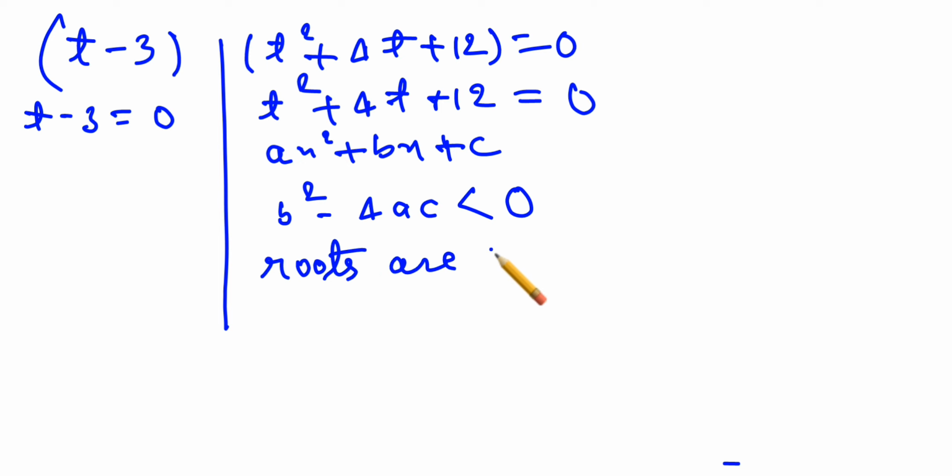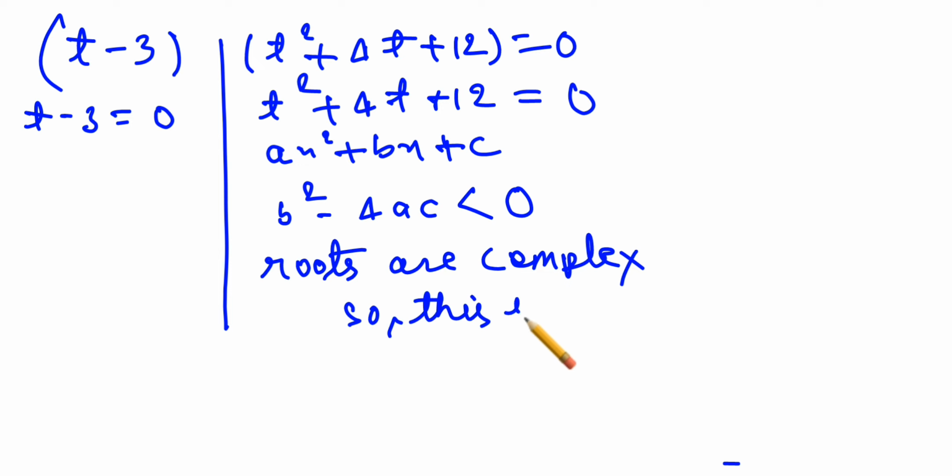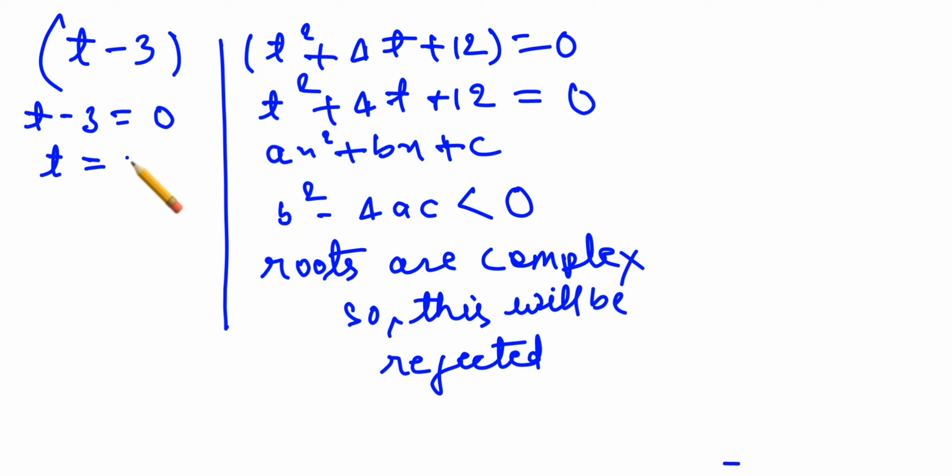Roots are complex, so this will be rejected. Okay, so we have t minus 3 is equal to 0, so t equal to 3.